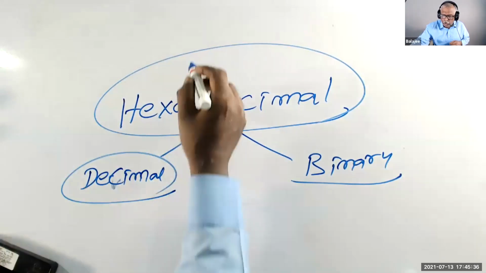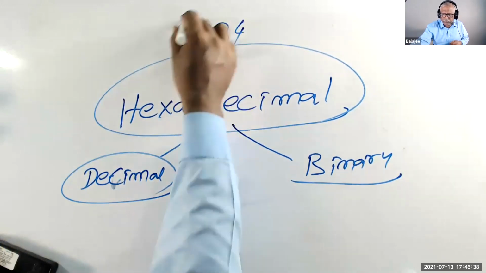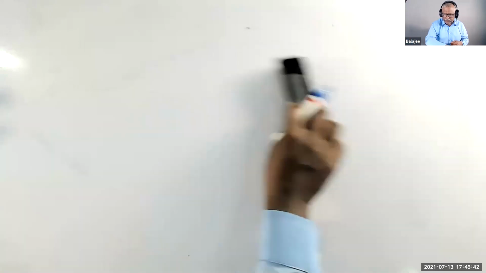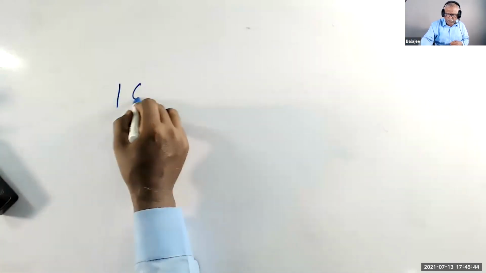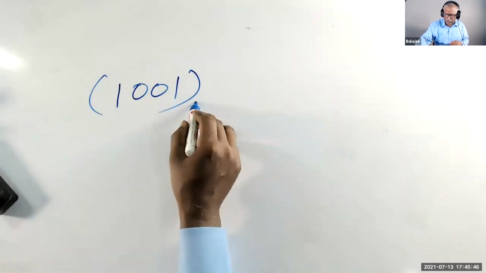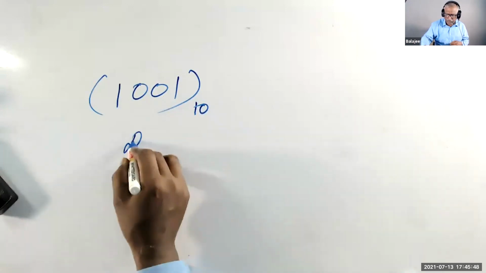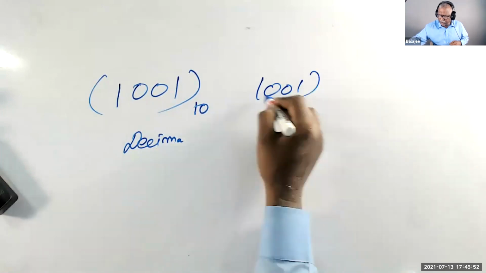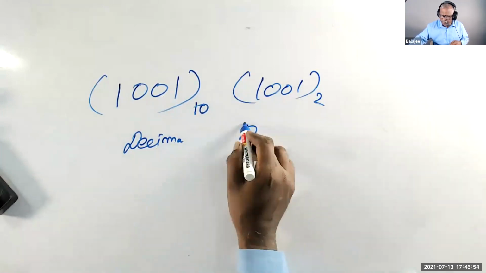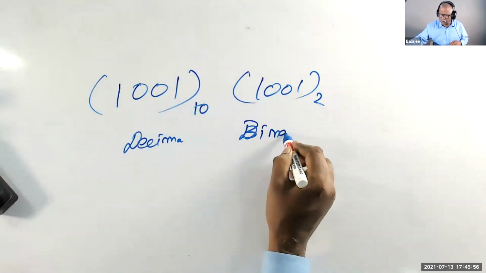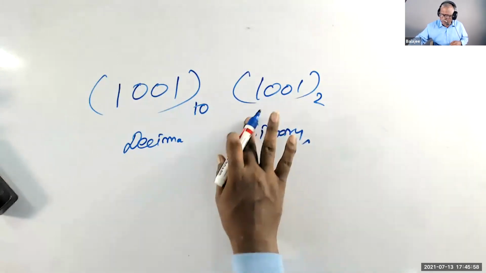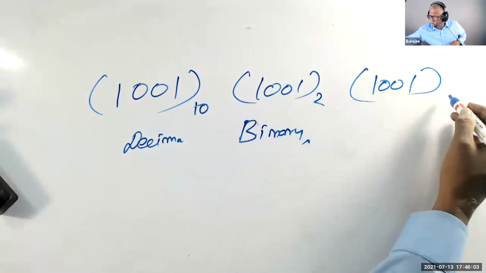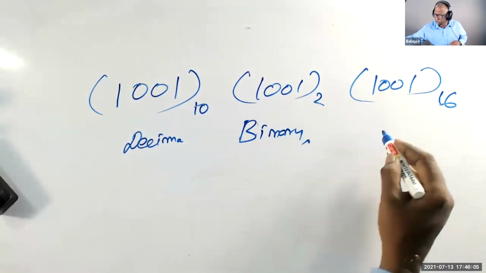So if I write 1, 2, 3, 4, it is not clear which system it is. So how do we represent it? We write like this. If I write 1001 within bracket 10, it is decimal. 1001 within bracket 2, then it's binary. If I write 1001 within bracket 16, then it's called hexadecimal.